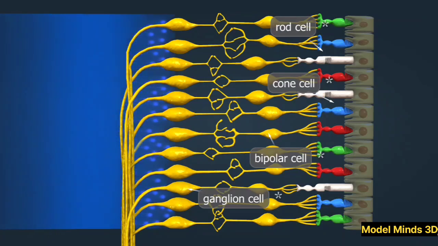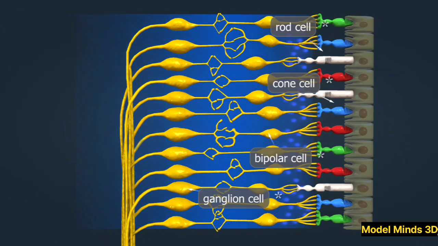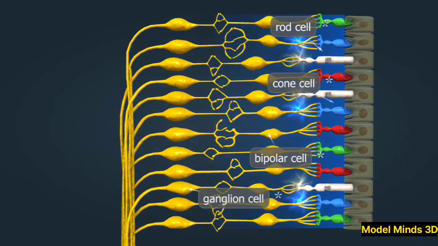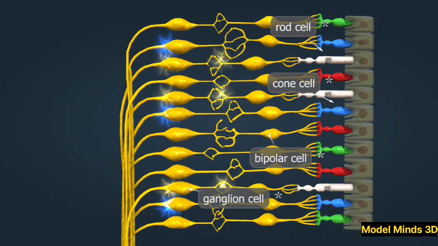In darkness, cones and rods continuously release a neurotransmitter called glutamate, which blocks bipolar cells. Light causes the receptor cells to hyperpolarize. This stops the release of glutamate, therefore bipolar cells are unblocked, and they produce action potentials.